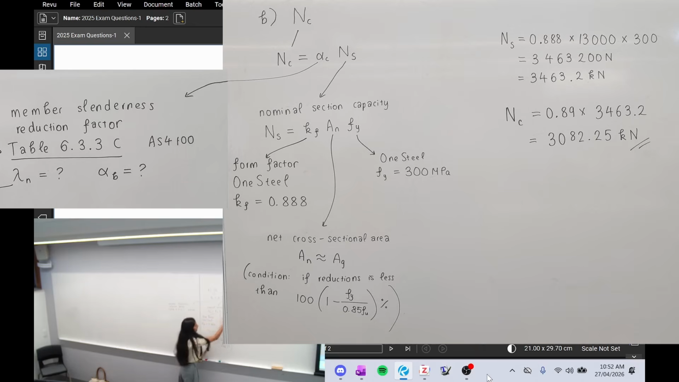Sorry, and what's that term in the numerator? Is that FY? FY. Any other questions? No? Okay. FY we had before. That was from OneSteel. And we already found that that is equal to 300 MPa.